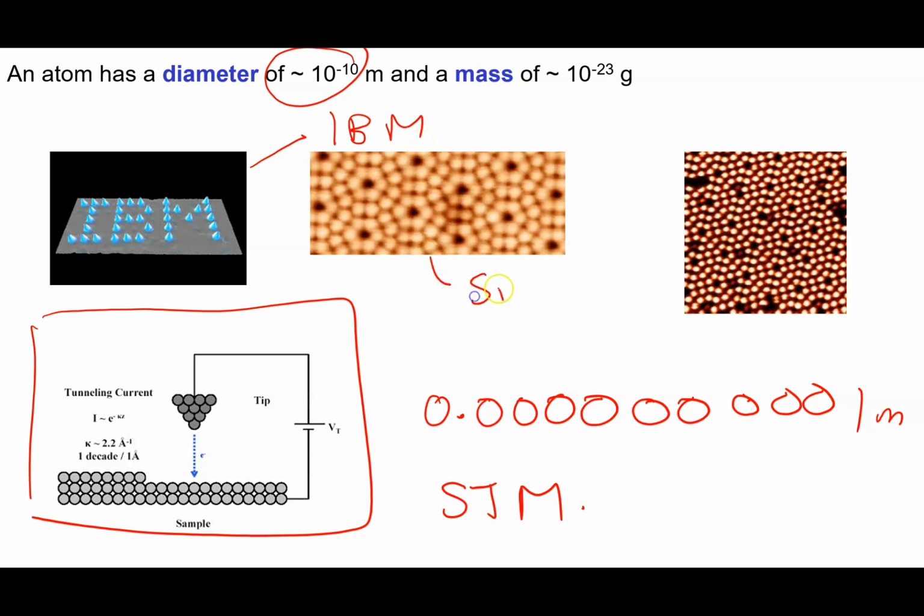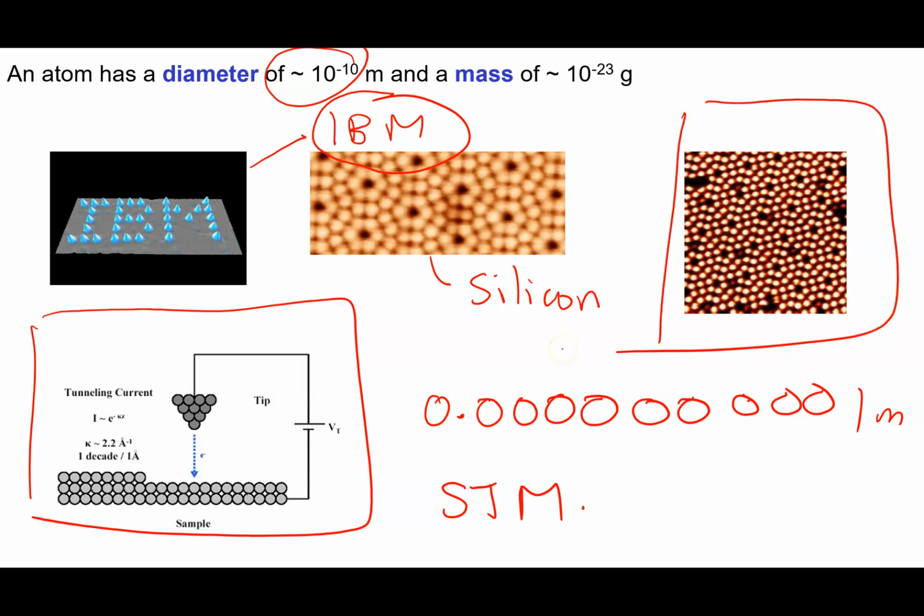And they used it to image the surface of silicon, which is used obviously to make silicon chips in computers, which is IBM's business. Now, the original images that they got off the surface of silicon were a little fuzzy, but you could definitely make out individual atoms. This is a more modern image.